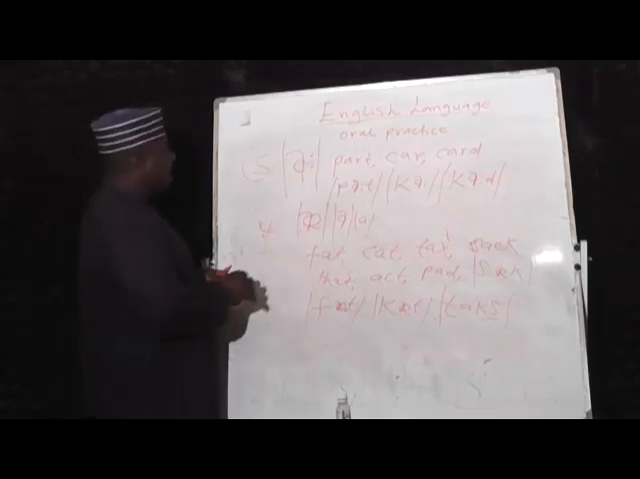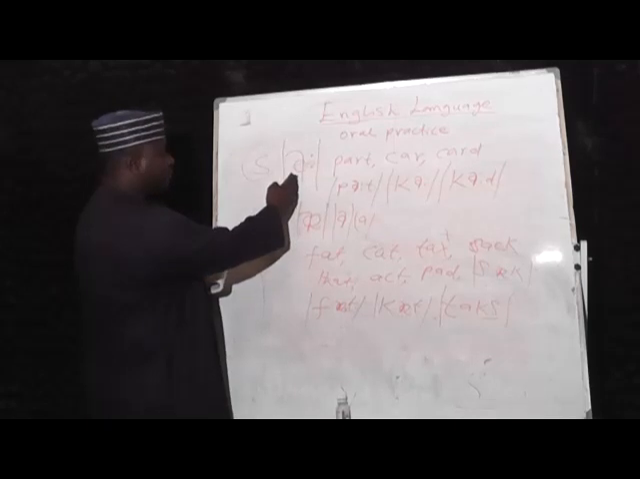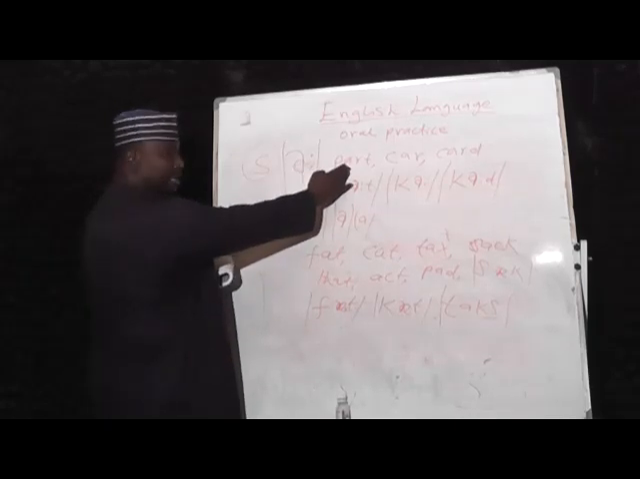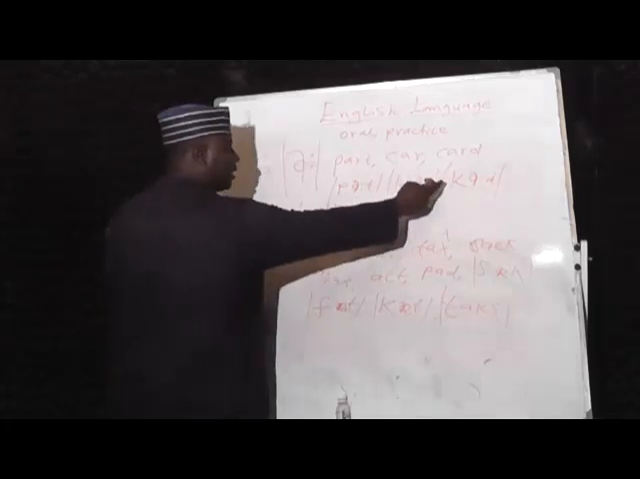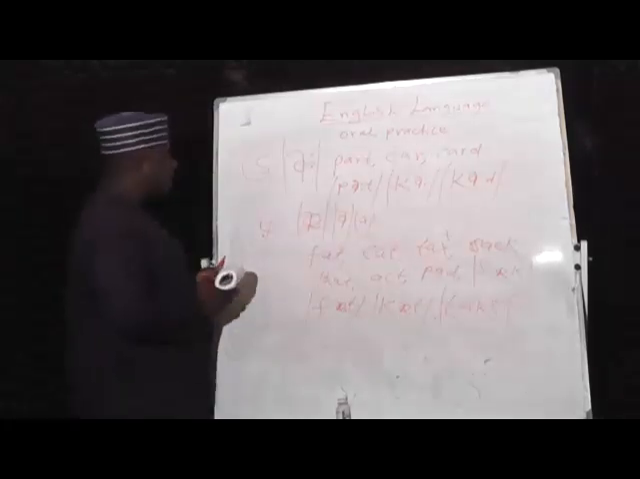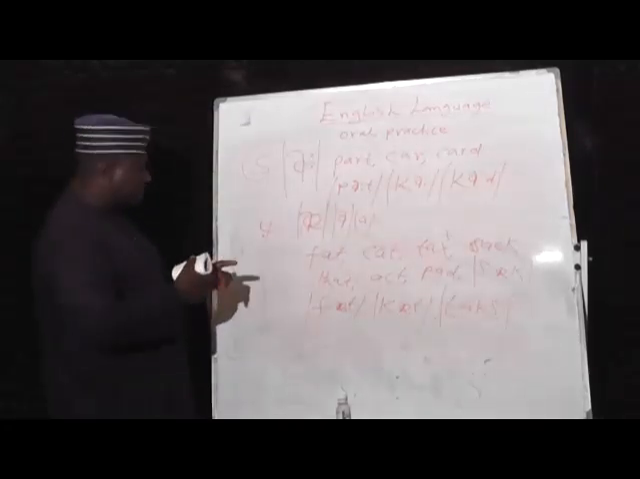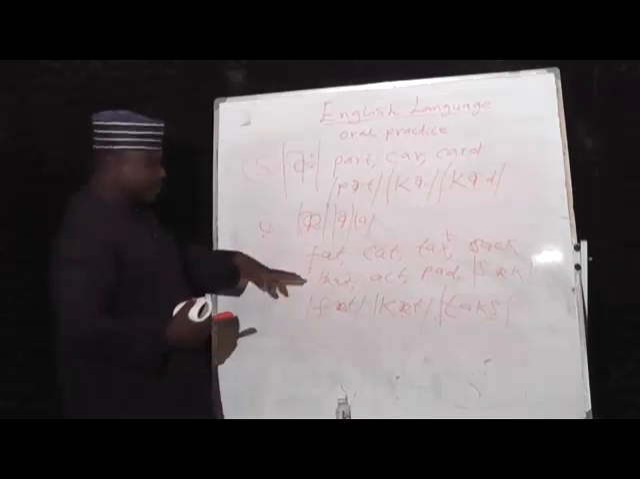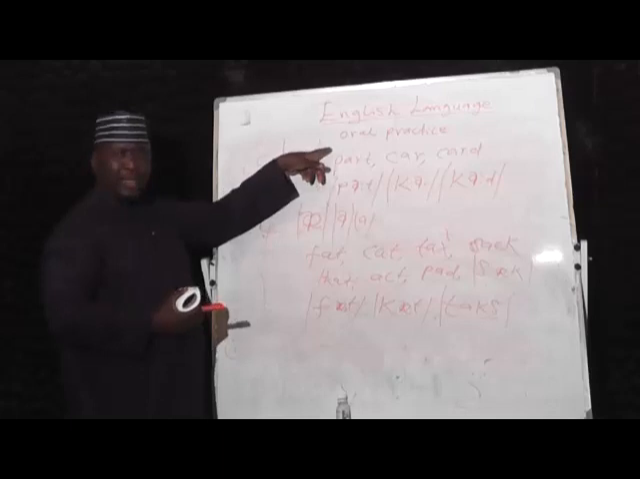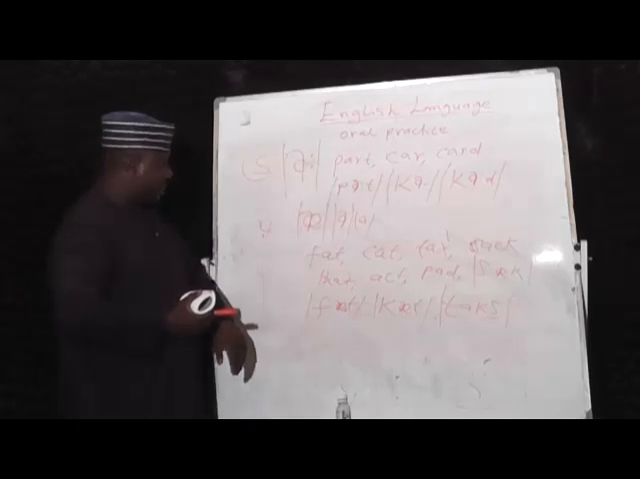So now, look at vowel number 4 or 5. Pod. Car. Card. Pod. Car. Card. Can we make a comparison between the words in vowel number 4 and that of vowel number 5? We begin with vowel number 4 and then we compare them with the sounds of vowel number 5.